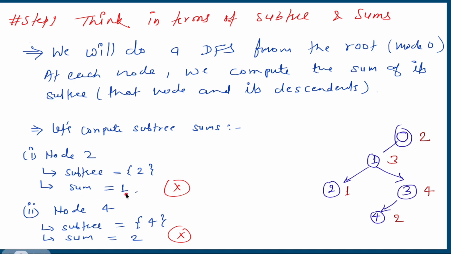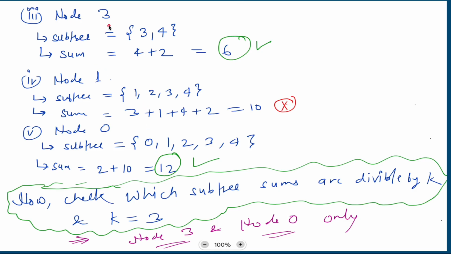Sum, if you see, sum is getting 1, so the value is 1. Node 4 will check what value is there. 4 is there, so sum is 2. Is it divisible by 3? No. Is it divisible by 3? No, right? So who is divisible by 3? Other nodes. Let's suppose 3 we have, 1 we have, and 0 we have.